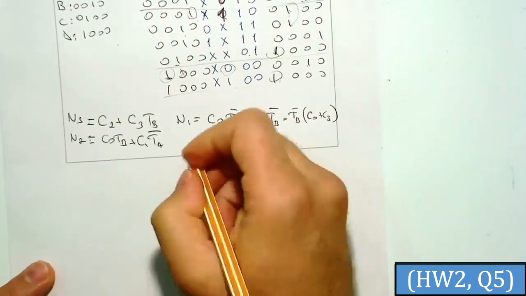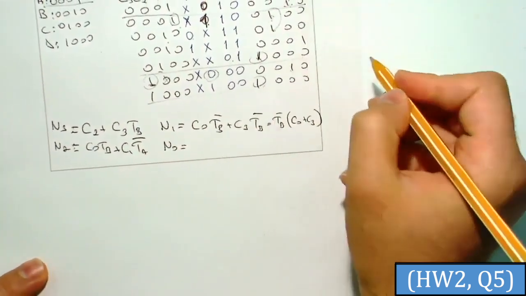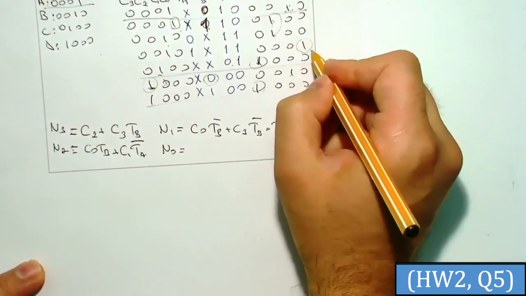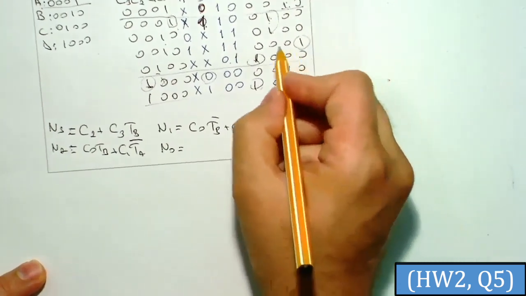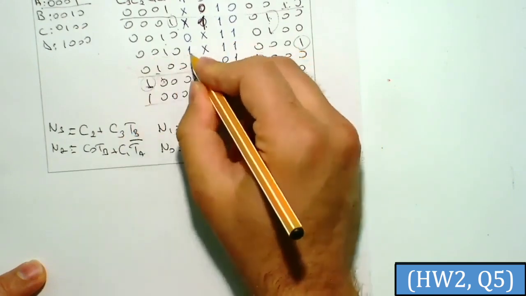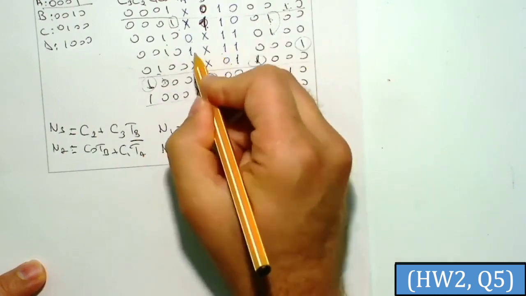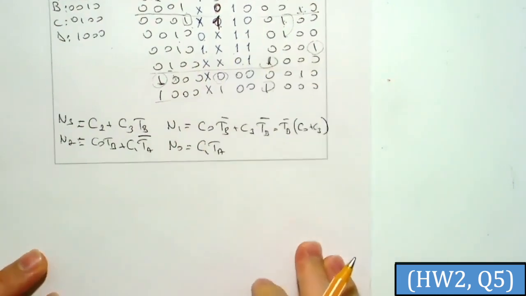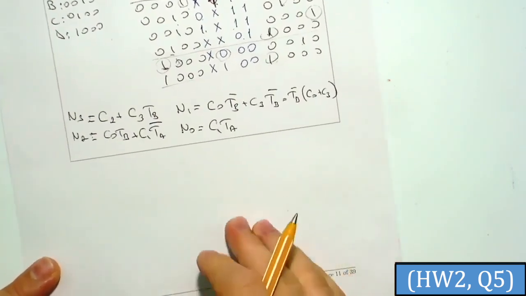Okay. Yeah, for the next, N0, I have 1 here, and that's it, I guess. So this means that C1 is 1 and also TA is 1, right? Yes. Okay. So these are the next state logic, the equations for the next states.